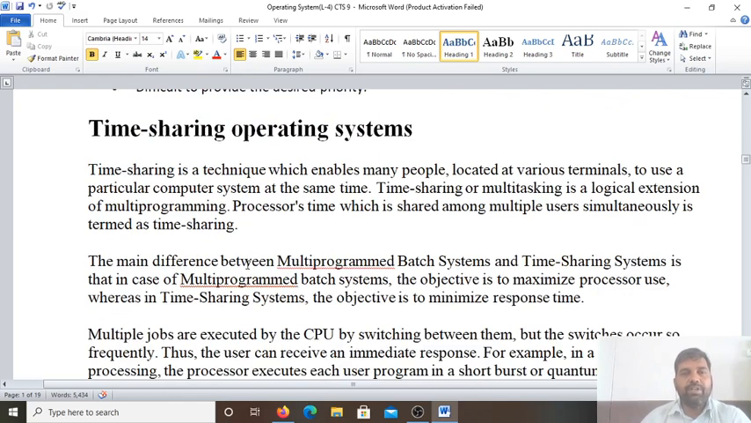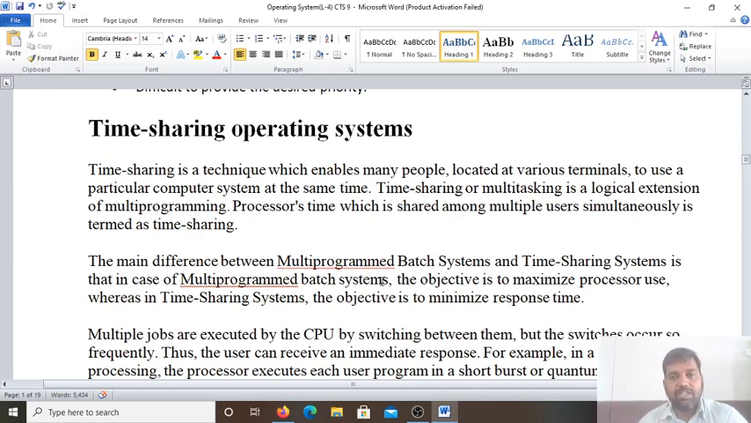Next is the time sharing operating system. Time sharing is a technique which helps many people located at various terminals to use a particular computer system at the same time. Time sharing or multitasking is a logical extension of multi-programming. It means the processor's time is shared among multiple users simultaneously, and the processor time is given to the multiple users according to the time slice which I have discussed, for example 2 microseconds.